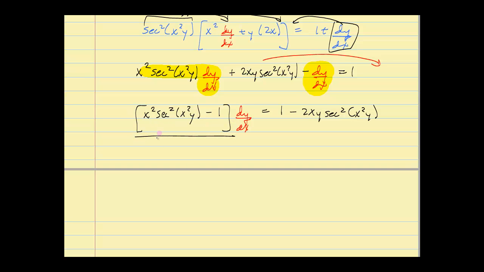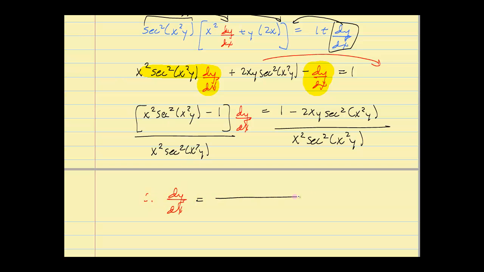The last thing we're going to do is divide through by the coefficient in front of dy/dx. Whatever you do to one side, you have to do to the other. And I get dy/dx is equal to everything that's right here on the right. So I have 1 minus 2xy secant squared of x squared y, all over x squared secant squared of x squared y. And that's my derivative. Now again, what's the meaning of this?